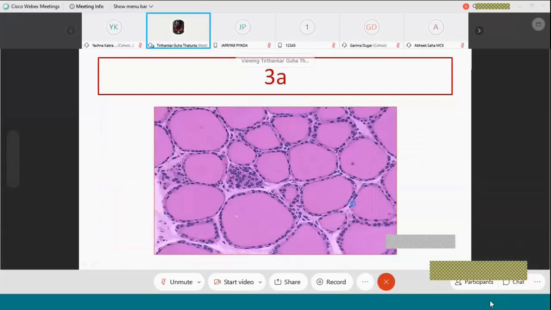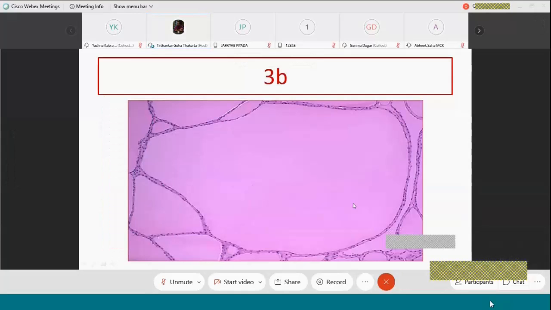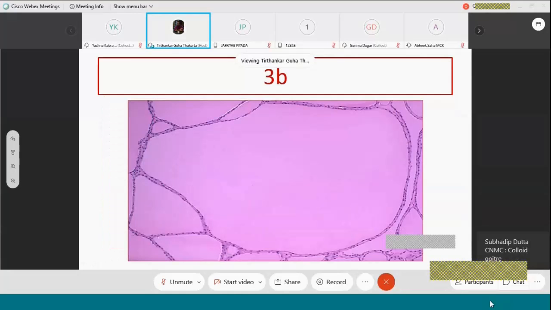What is your diagnosis here? Very good. This is colloid goiter. You can see the histology of thyroid. The follicles are distended, epithelium is flattened, and there is accumulation of abundant colloid. Therefore, this is colloid goiter.